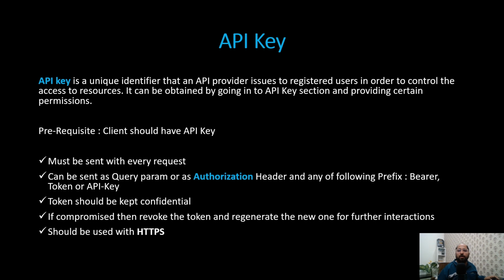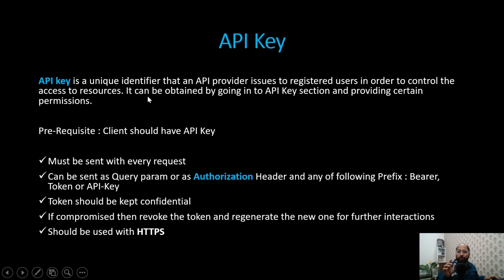Now moving on to API key, this is another type of authentication and is more secure than basic authentication, right? So what is an API key? An API key is a unique identifier that an API provider issues to the registered user in order to control the access to the resources. It can be obtained by going into the API key section and providing certain permissions.